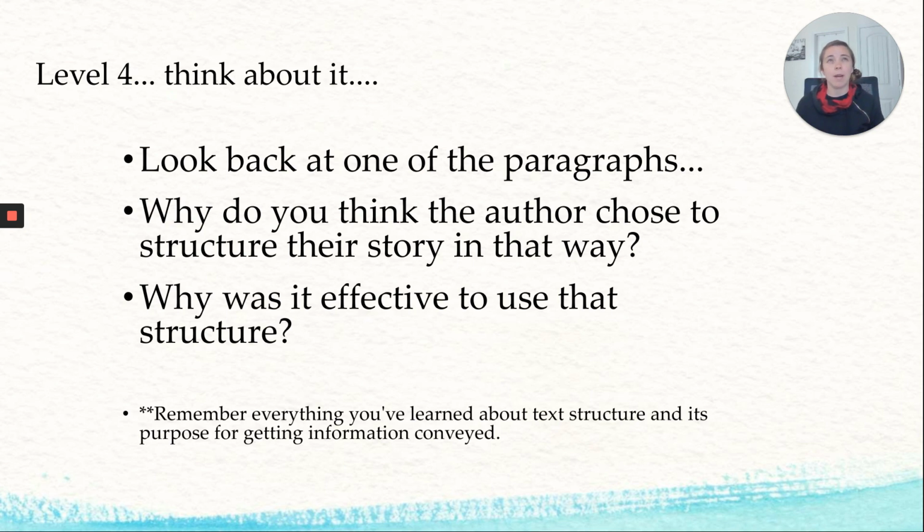In my head right now, I'm thinking about the steps to stop a wildfire. Why has the author made that in a chronological order way? Well, because it's steps. It's the process we take in order to stop a wildfire. Now, why was it effective to use that structure? That's the tricky part. The word effective means how did it get the point that the author was trying to get across in the right way? Why was the author able to get that information out by using that text structure?